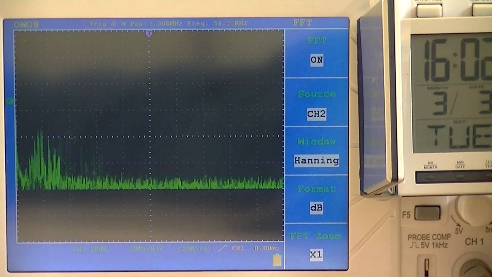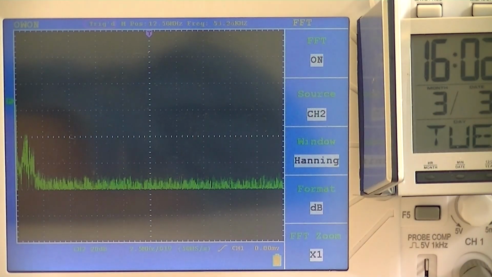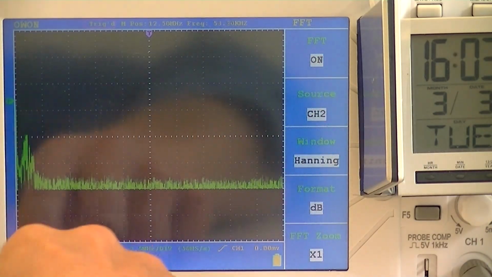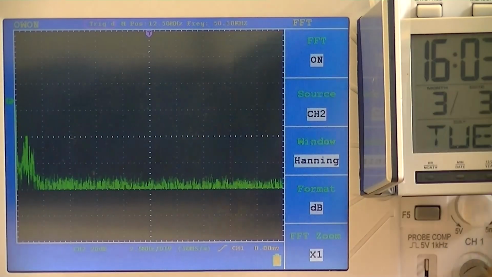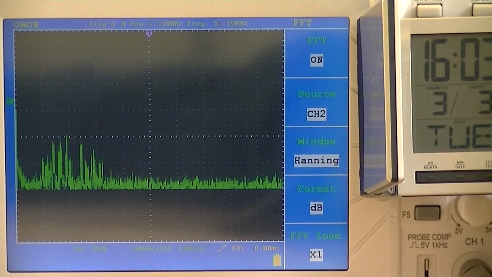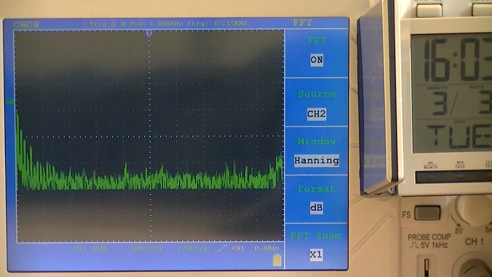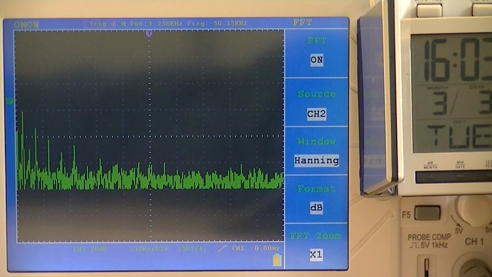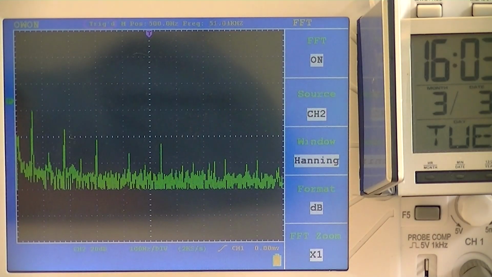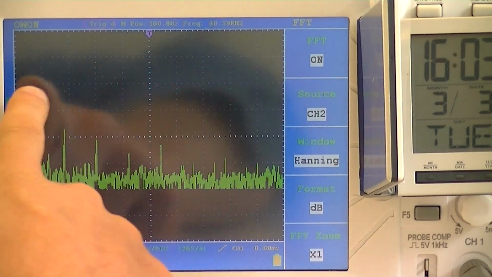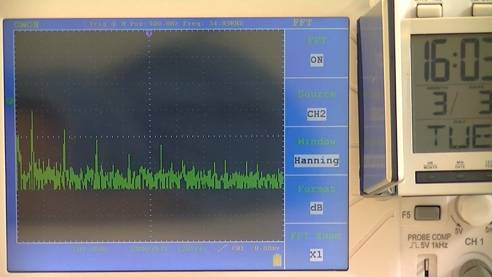We go to 2.5 megahertz per division. That's what it looks like. So again, everything is centered down by the AM radio band. And we're going to finish off on 100 hertz per division with the 60 hertz AC fundamental harmonic.